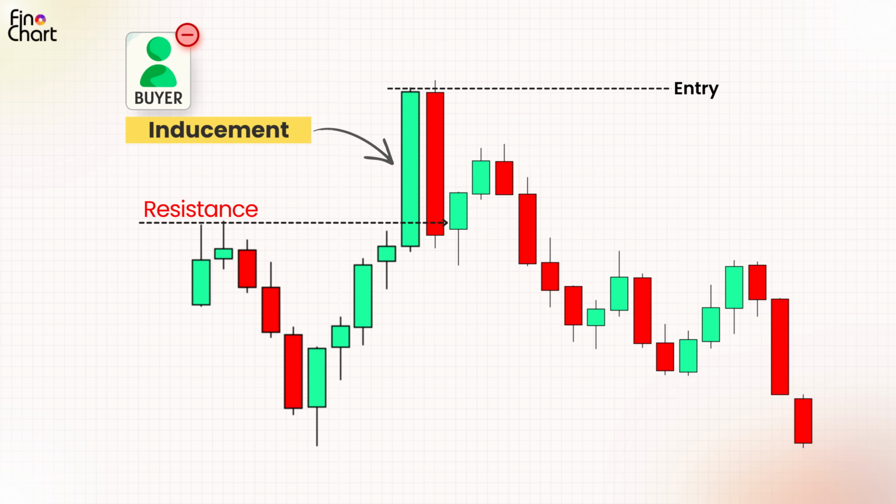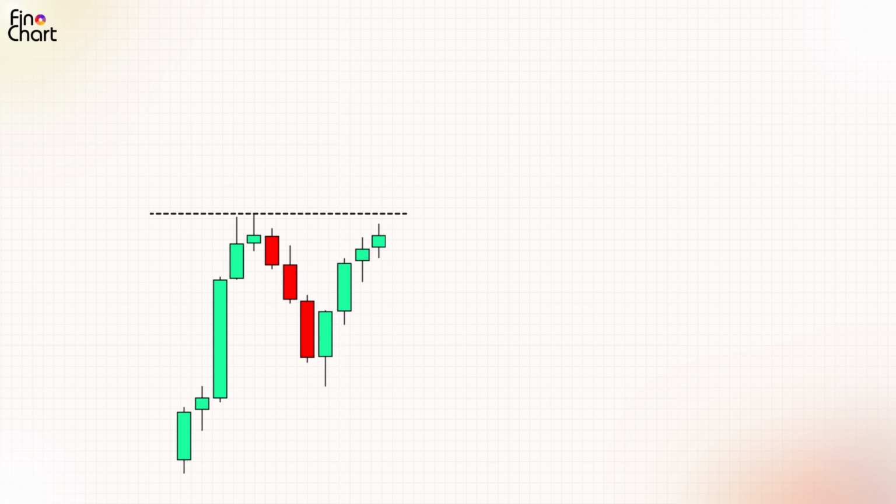For now, just understand that inducement is the bait that lures retail traders in, so smart money can use their orders as fuel. Here's how it plays out. Price approaches the previous swing high and creates a strong breakout candle. It looks like a legitimate breakout.